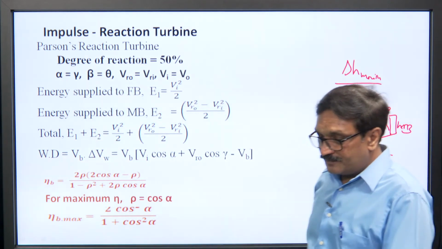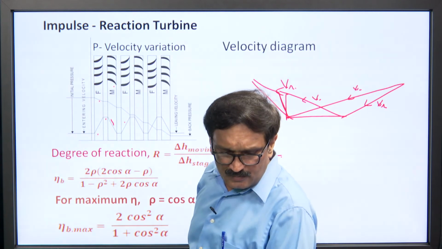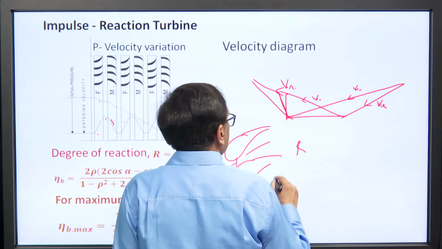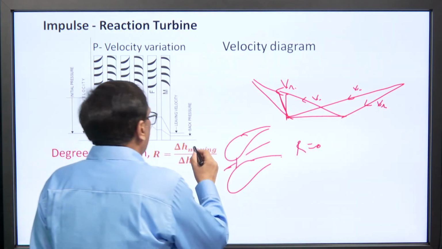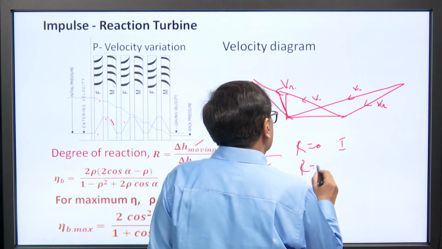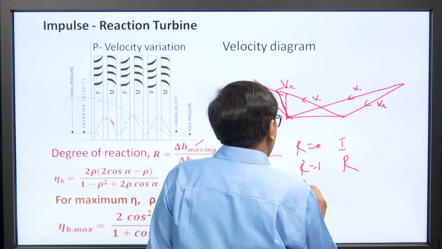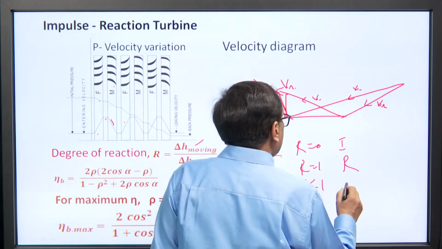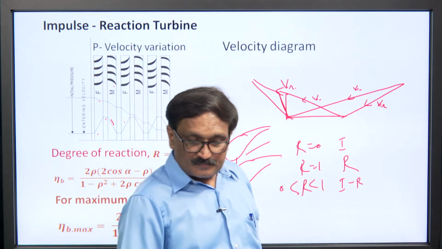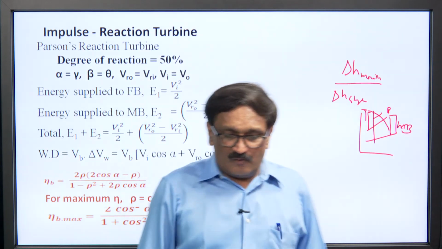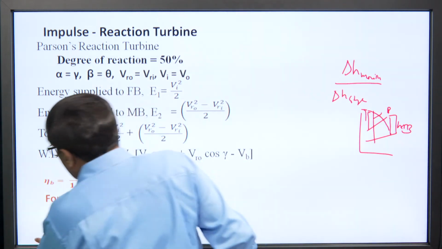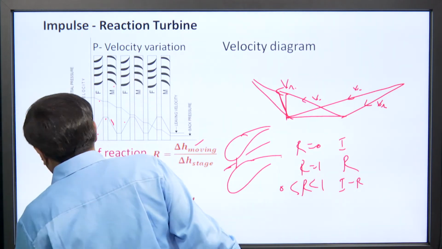If the degree of reaction is 0, it means no enthalpy drop in the moving blade, so it is the impulse turbine. If the degree of reaction is equal to 1, it is the pure reaction turbine, and if the degree of reaction is between 0 and 1, it is an impulse reaction turbine. Then we can find out the energy supplied. Work done we can find out with the help of the velocity diagram, if we can draw the velocity diagram for that.